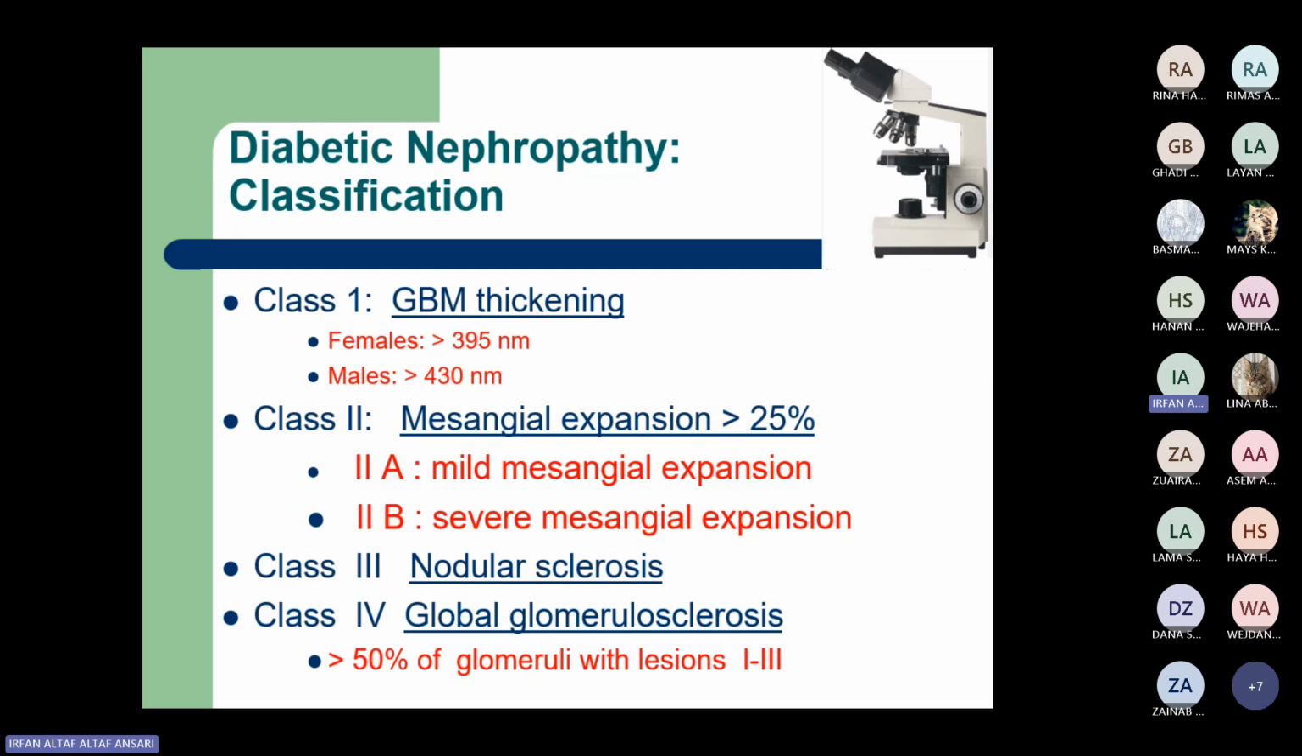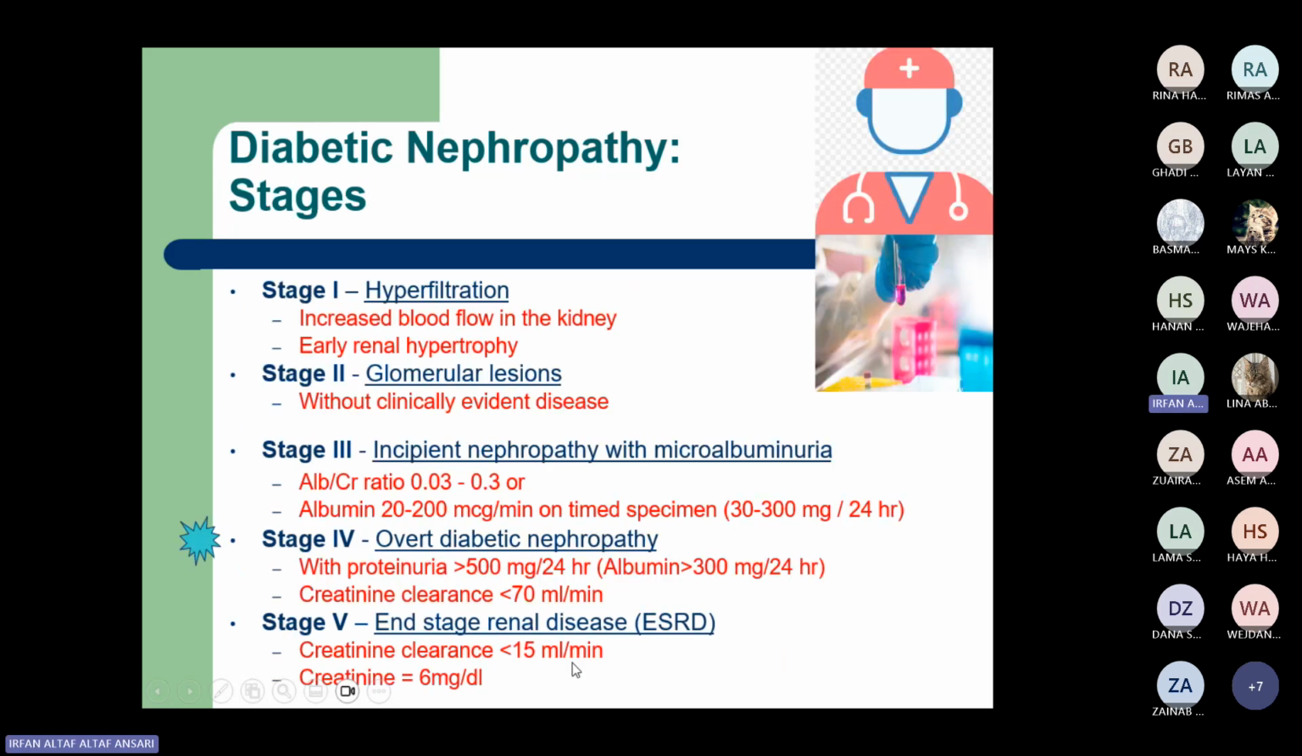Class 3 is nodular sclerosis, where you see the KW nodule. And class 4 is global glomerulosclerosis, where you see more than 50% of the glomeruli with global sclerosis, along with lesions from class 1 to 3. You might see glomerular basement membrane thickening, mesangial expansion, and nodular sclerosis, along with global glomerulosclerosis. This is class 4. Now, this is the classification.